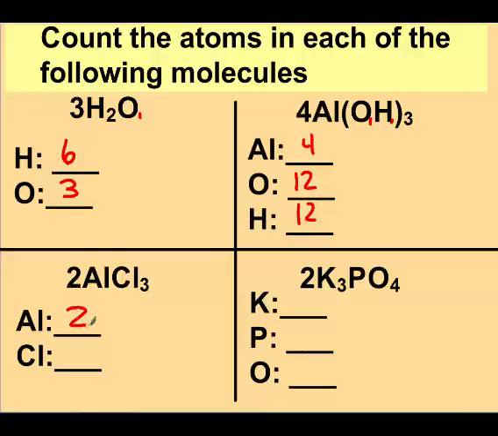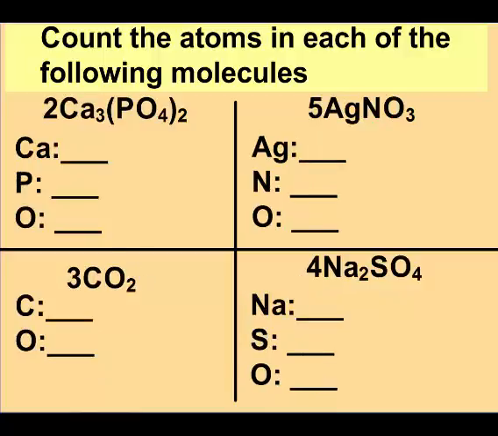So you should have gotten 2 aluminum and 6 chlorine, 6 potassium, 2 phosphorus, 8 oxygen. I'm going to pause the video, do these 4 on your own, restart when you have those 4.